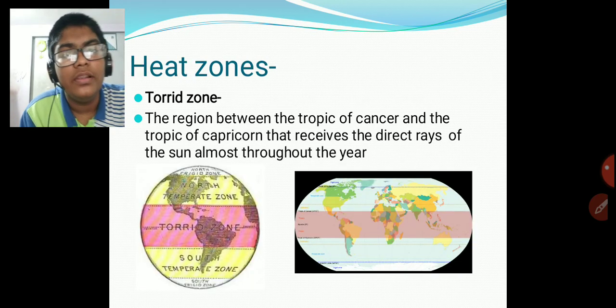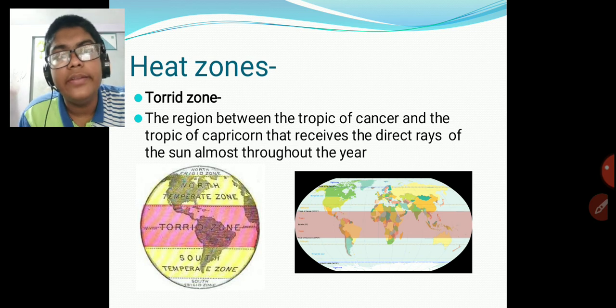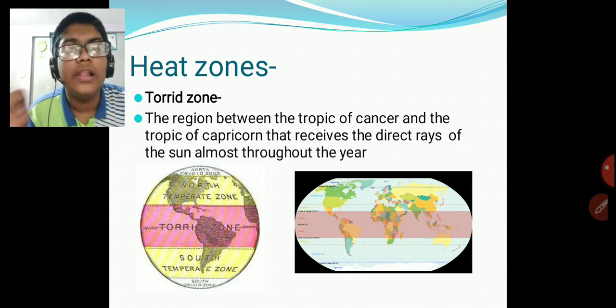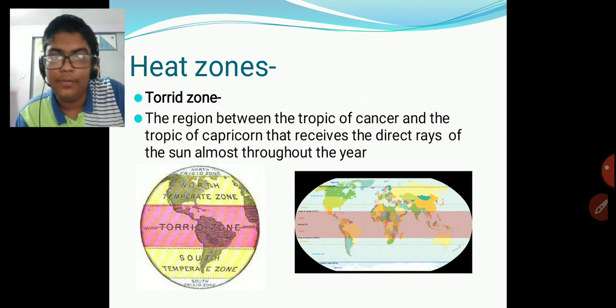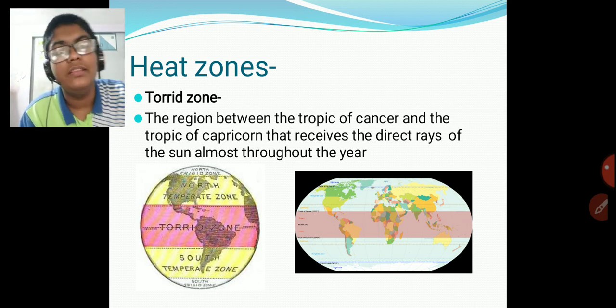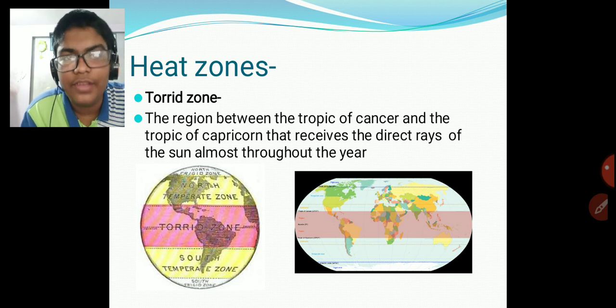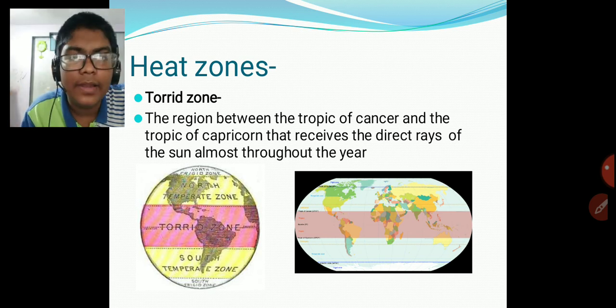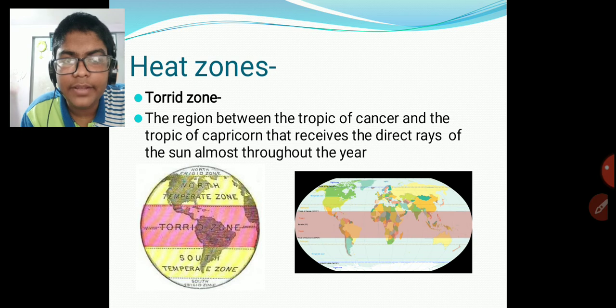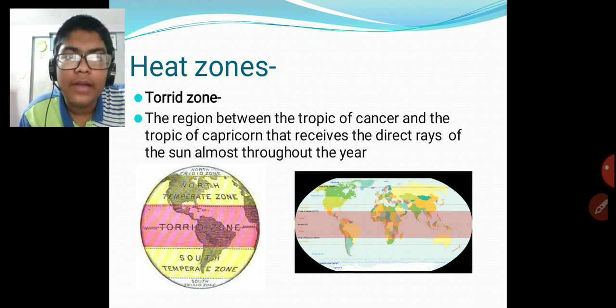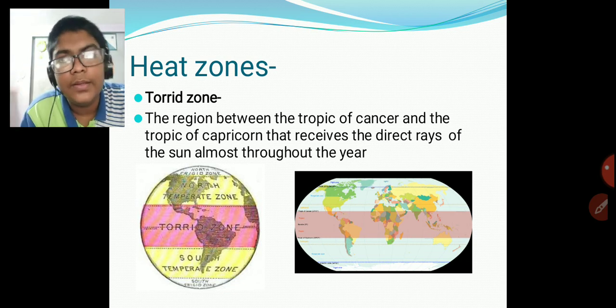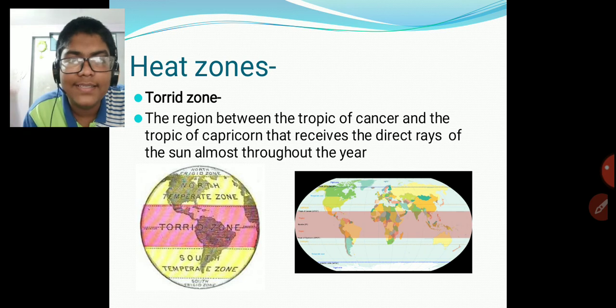Heat zones. Let's now learn about how latitudes help us know the temperature and the climate of a place. Now there are some prime latitudes, which are the equator, Tropic of Cancer, Tropic of Capricorn, Arctic Circle, and Antarctic Circle. These form belts, zones where there are different temperatures.